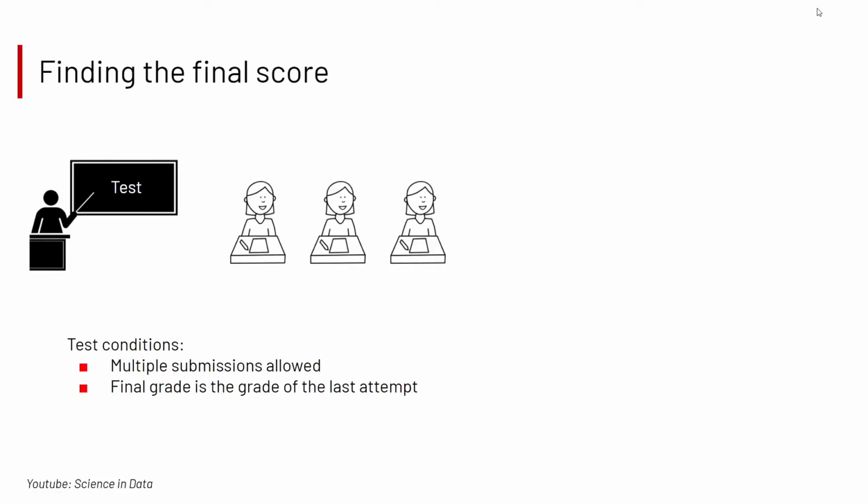Suppose you are a teacher and you give your student an online test. Since you are a nice person, you allow them to submit their answer multiple times within 24 hours. But the only catch is that the final grade is the grade of the last attempt, whether it's higher or lower than the previous one. The scores are not revealed until the test period ends. So after 24 hours, you end up with this table.